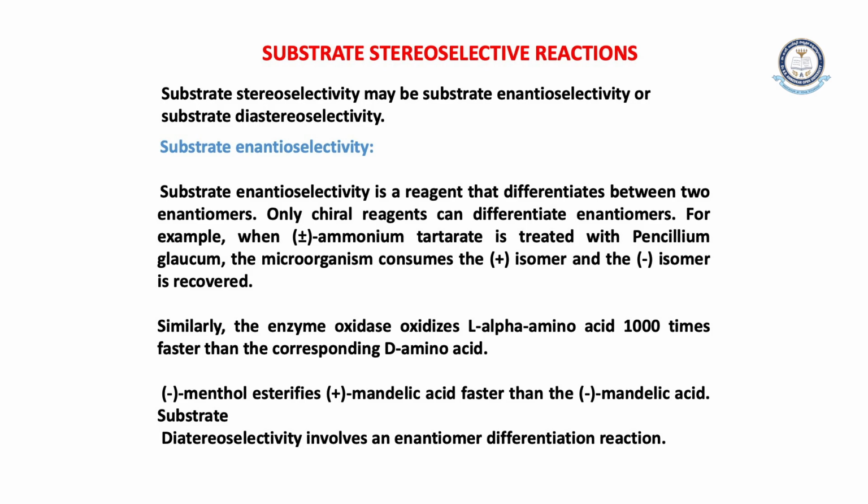A very simple example of the use of substrate selective reactions is this. Say you have two isomers, A and B, and both are chiral. I am also using another reagent, C, which is chiral. Now C will react with A and form AC, and C will react with B and form BC. This AC and BC should be diastereomers.